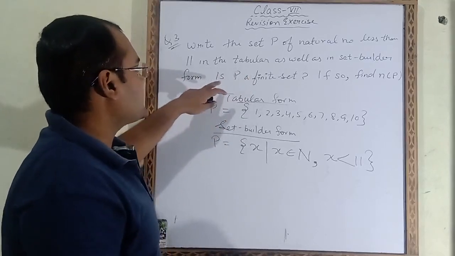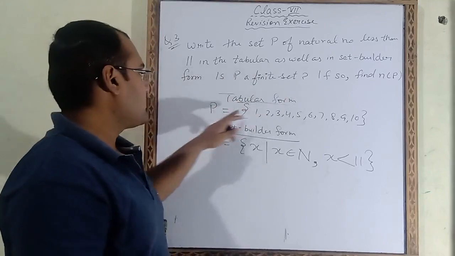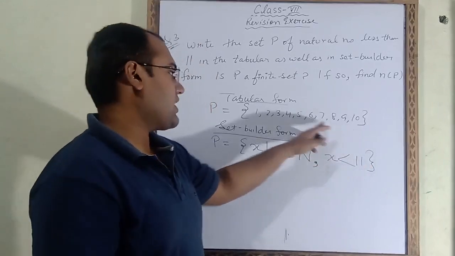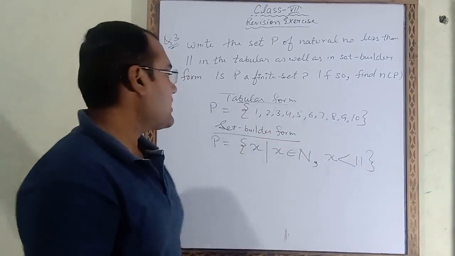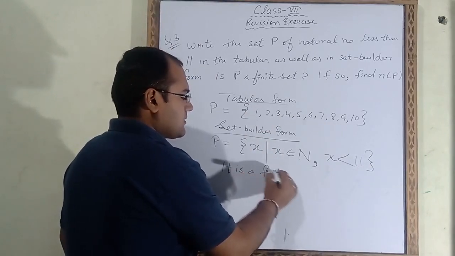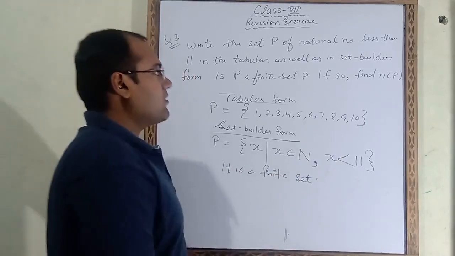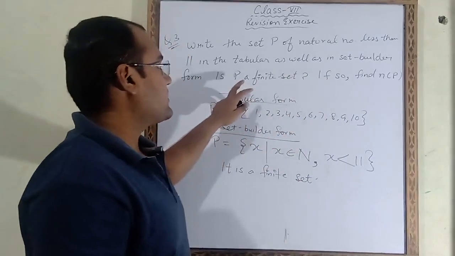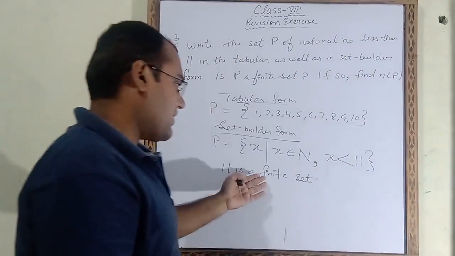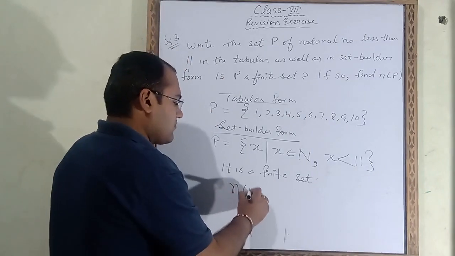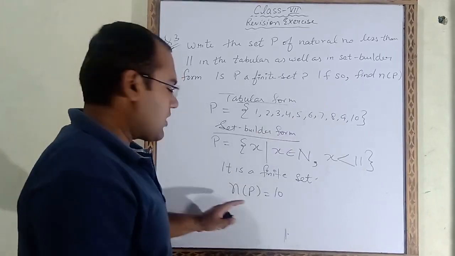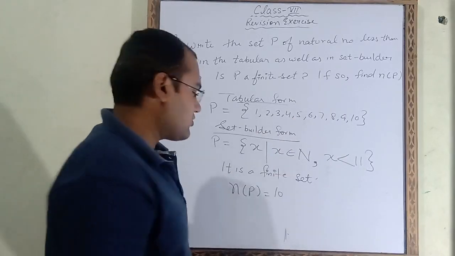Now the next part is: is P a finite set? In this P set we can easily count how many elements are there. Since we can easily count these elements, we will say it is a finite set. Now, if so, means if this P set is finite, then you have to write the cardinal number of P also. Now count all these elements. How many elements are there? 10 elements are there. So the cardinal number of P is equal to 10. So like this you have to do this question.